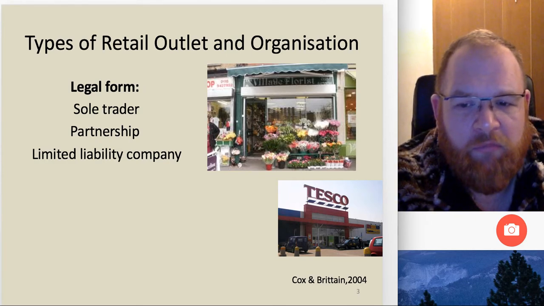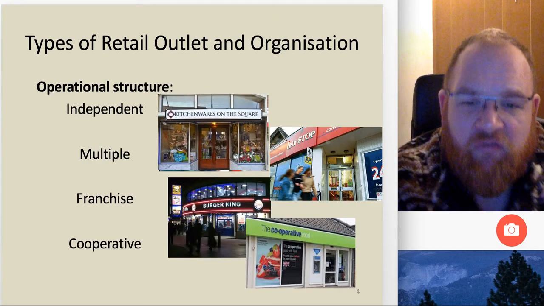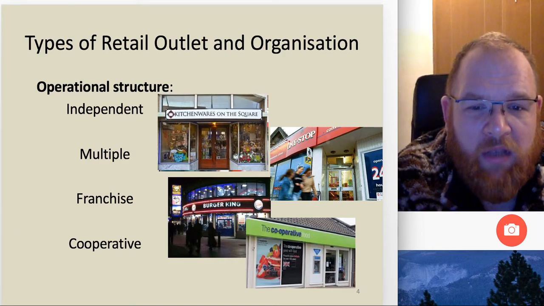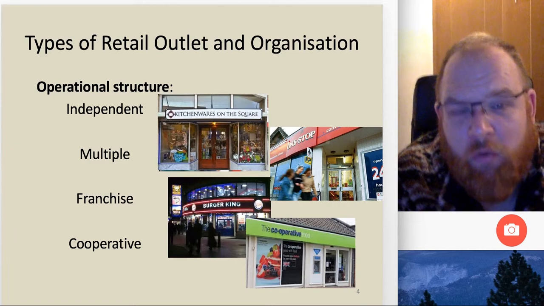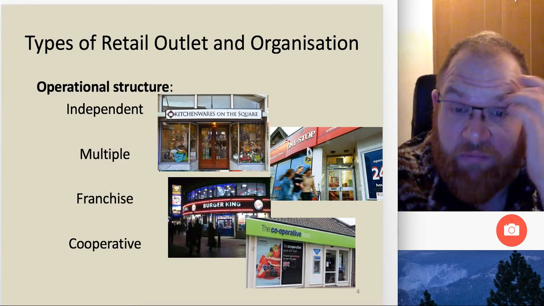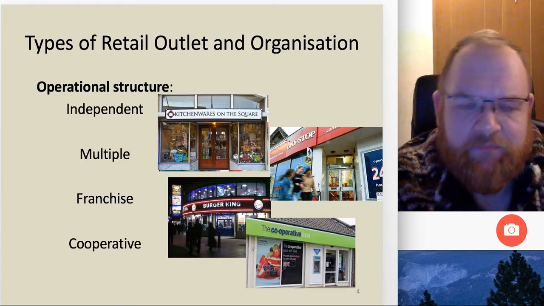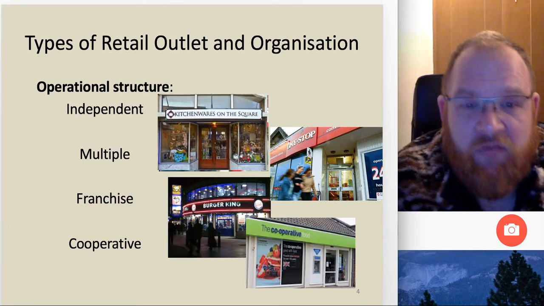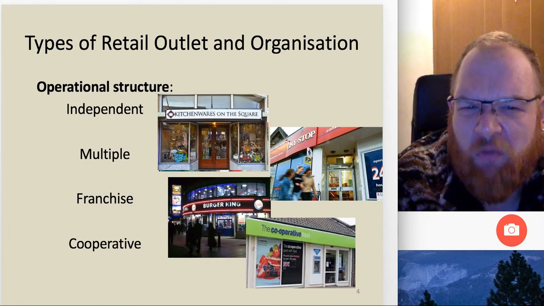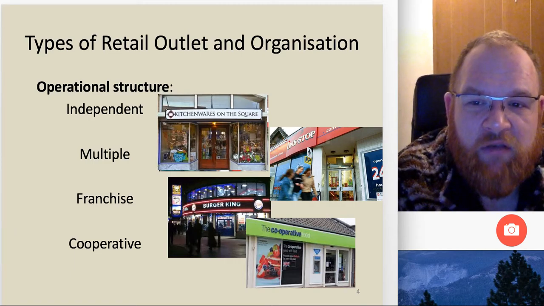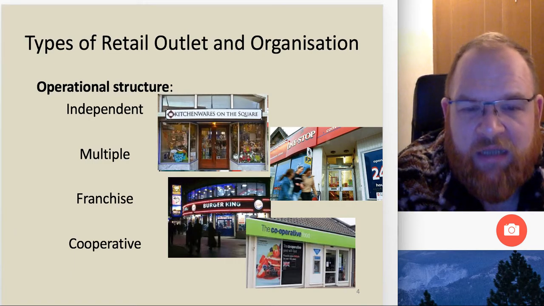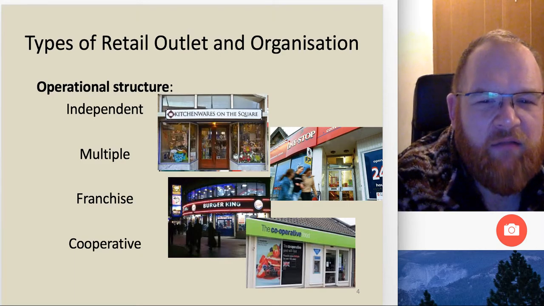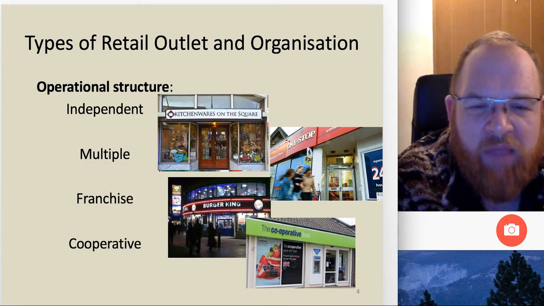You can also group by operational structure. And again, independents, multiples, franchises, and cooperatives. The activity is actually based around this kind of thing later on. An independent store is what it is. It's an independent. It's owned usually by a sole trader, partnership, or a limited company. There is only one of them, and they are managed by the owner.